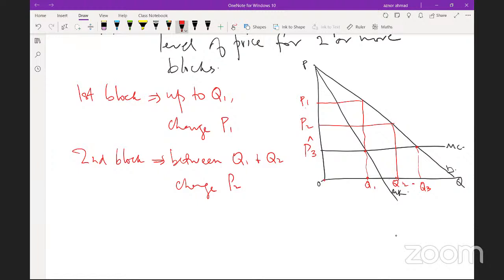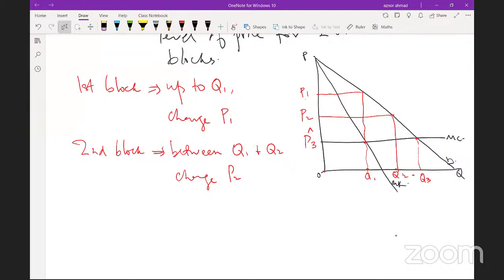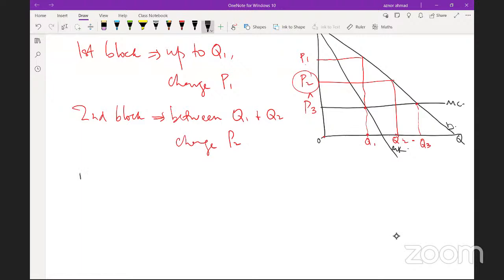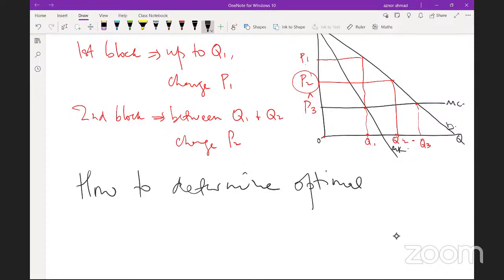Right, so now I'm just going to go into a little bit of the mathematics, maybe you guys are curious on how you determine the second block. Of course, as an economist, we always want to maximize the profit, right? So how can we determine the second block, or what price are you going to charge for the second block? Here I'm going to show how to determine the optimal price. This is important. How to determine the optimal price for the second block.